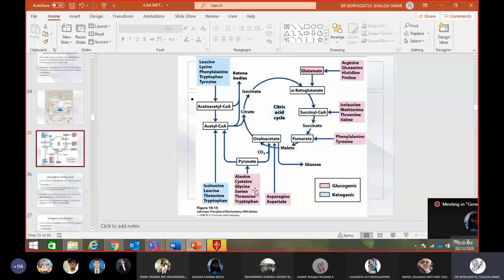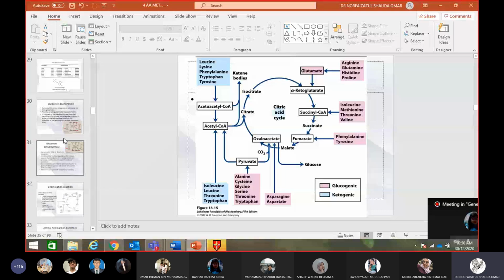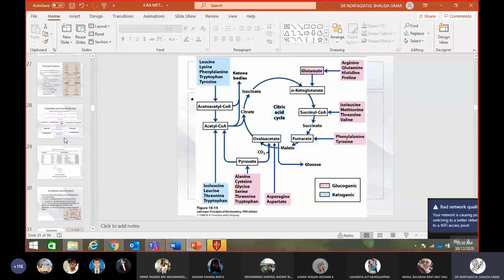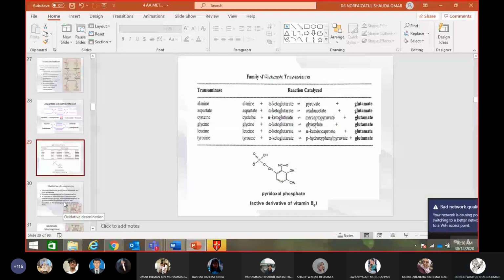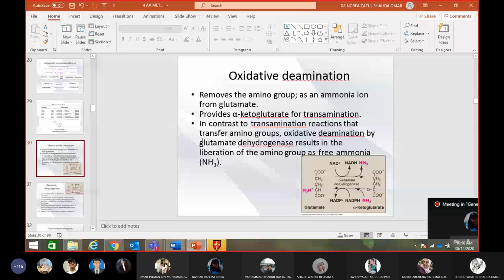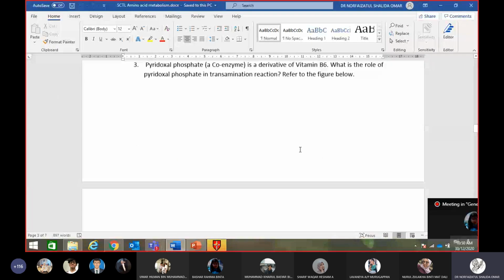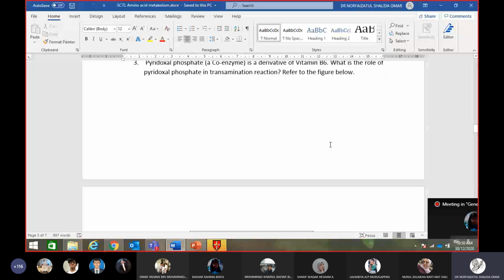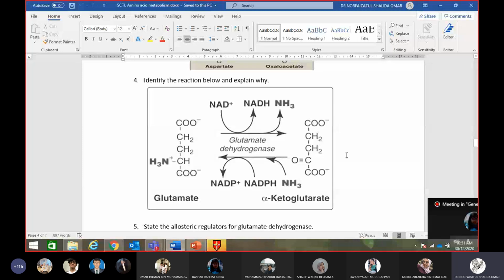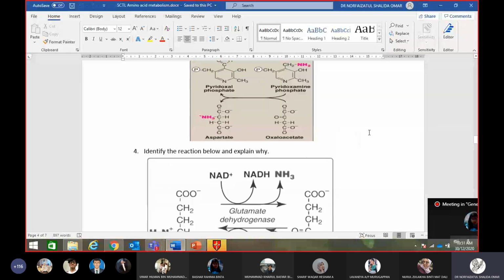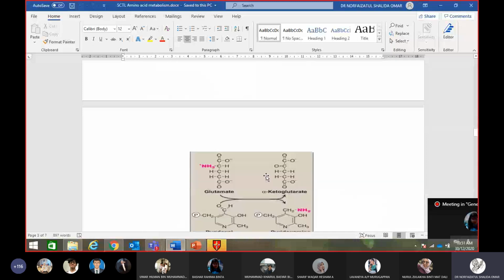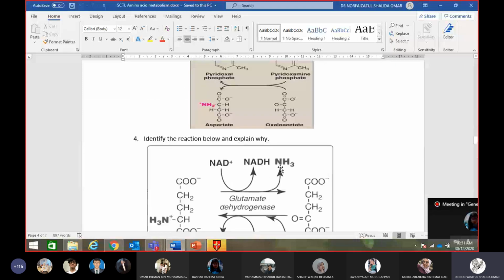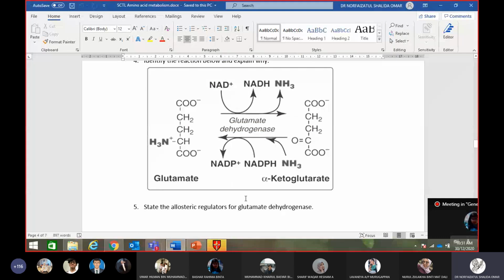Okay, transamination, these are the main points. Next one is on the oxidative deamination. The transamination reaction is reversible, so it can go both ways. Same like this, oxidative deamination is also reversible.